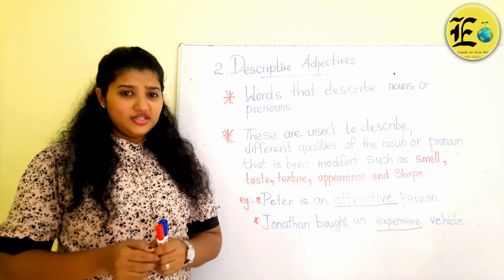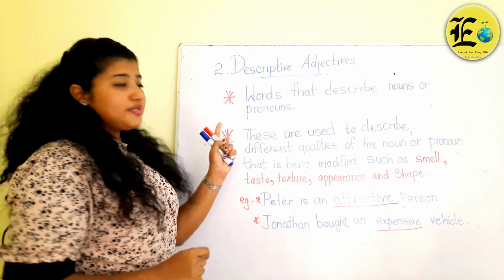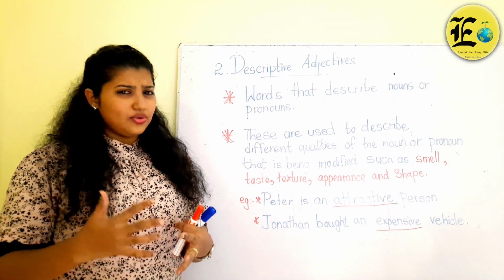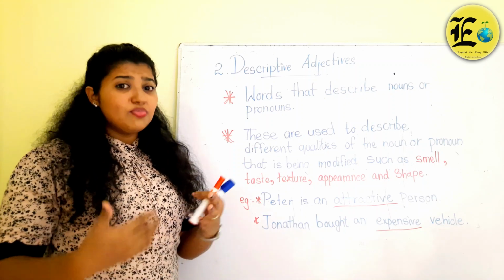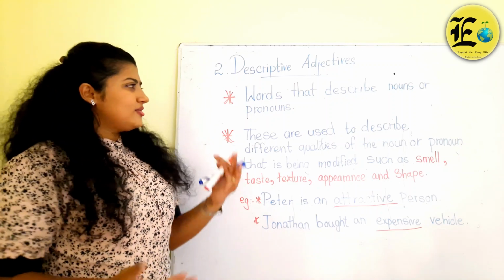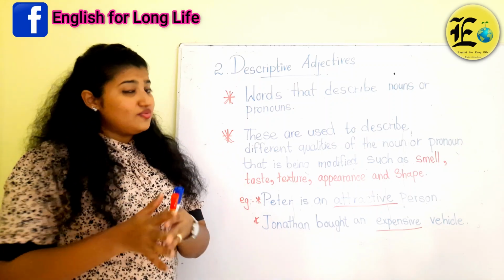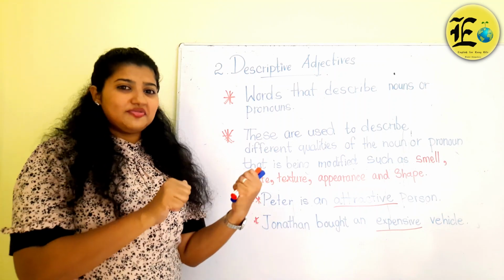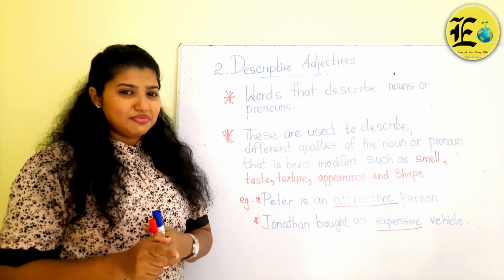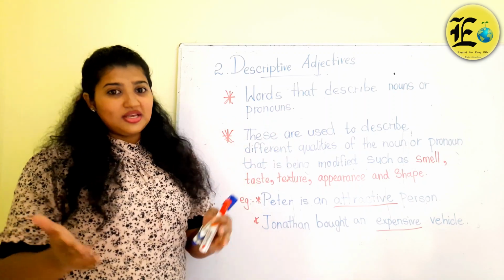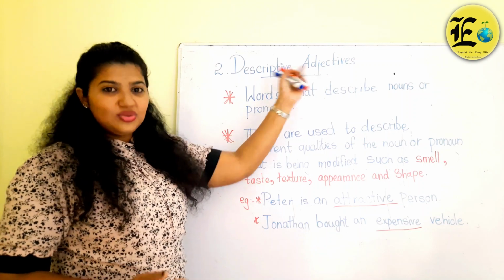The second important topic would be descriptive adjectives. A descriptive adjective is a word that provides more description regarding a noun or a pronoun. So simply, the definition, which is very common for all types of adjectives, descriptive adjectives do have a similar description: words that describe nouns or pronouns, because they all belong to adjectives.